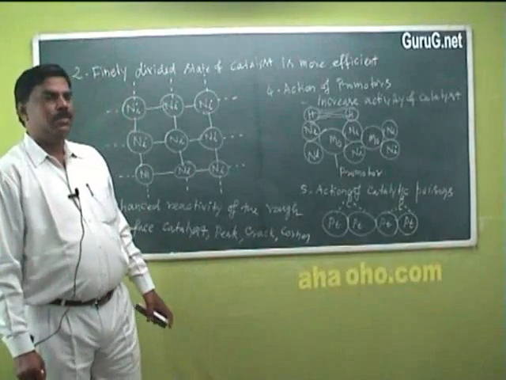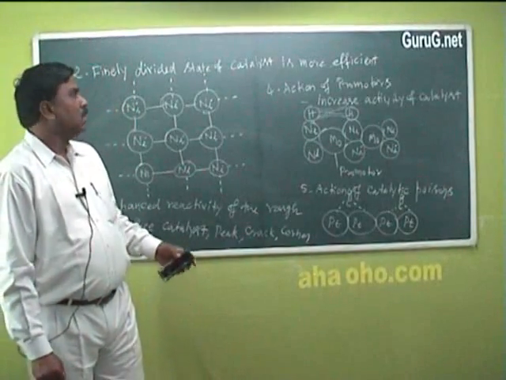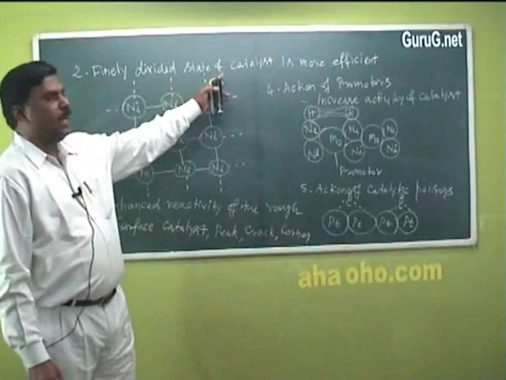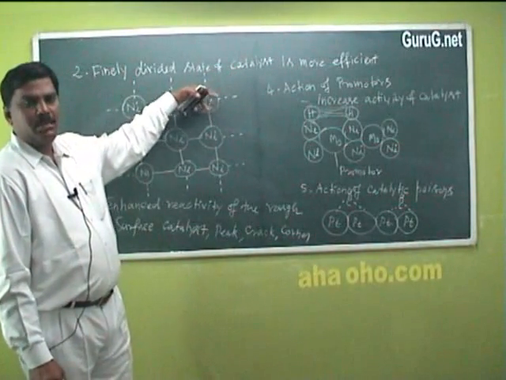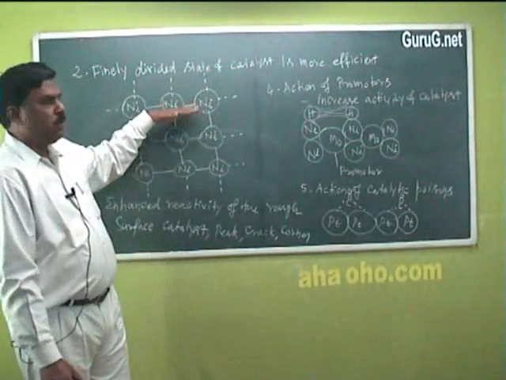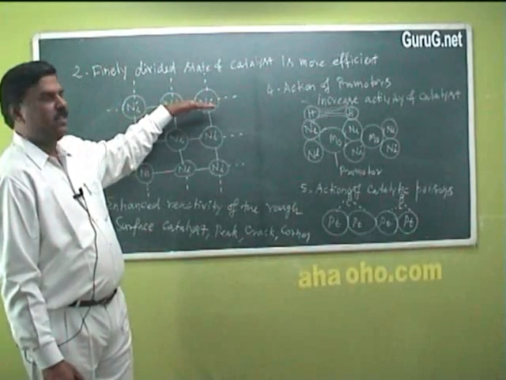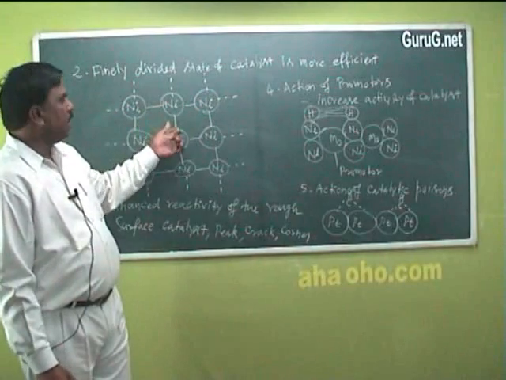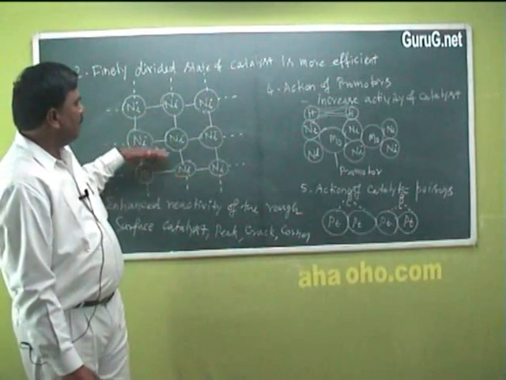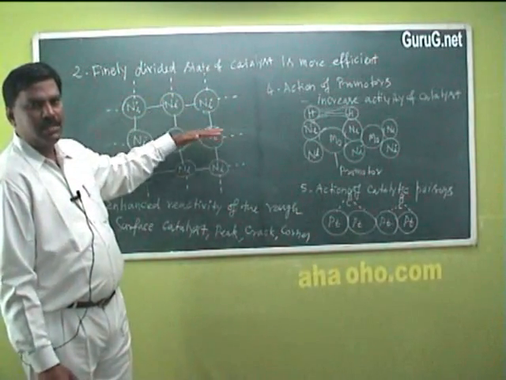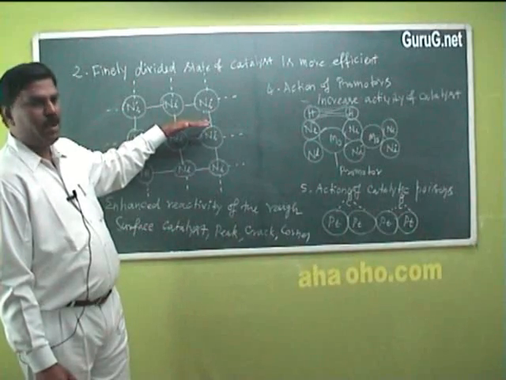Another application of adsorbent is finely divided state of the catalyst. Finely divided state of the catalyst means the surface area should be clean and uniform. For example, the nickel catalyst is uniformly packed and has a uniform surface area. It leads to more adsorption.